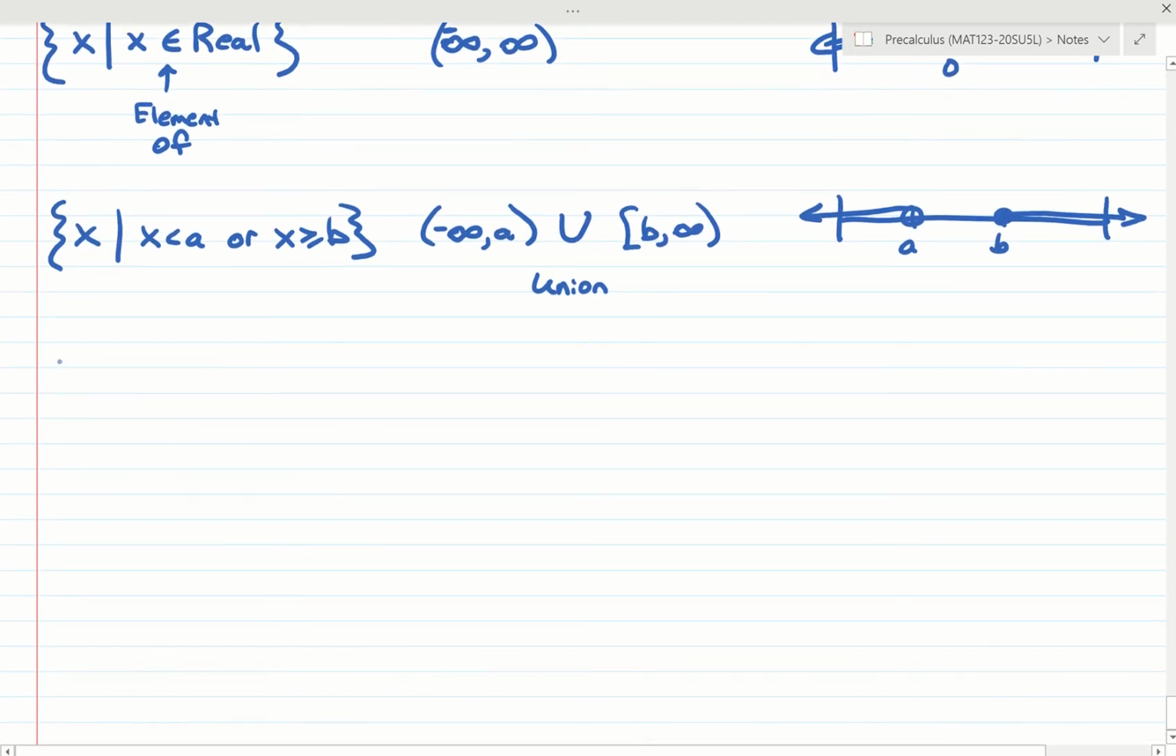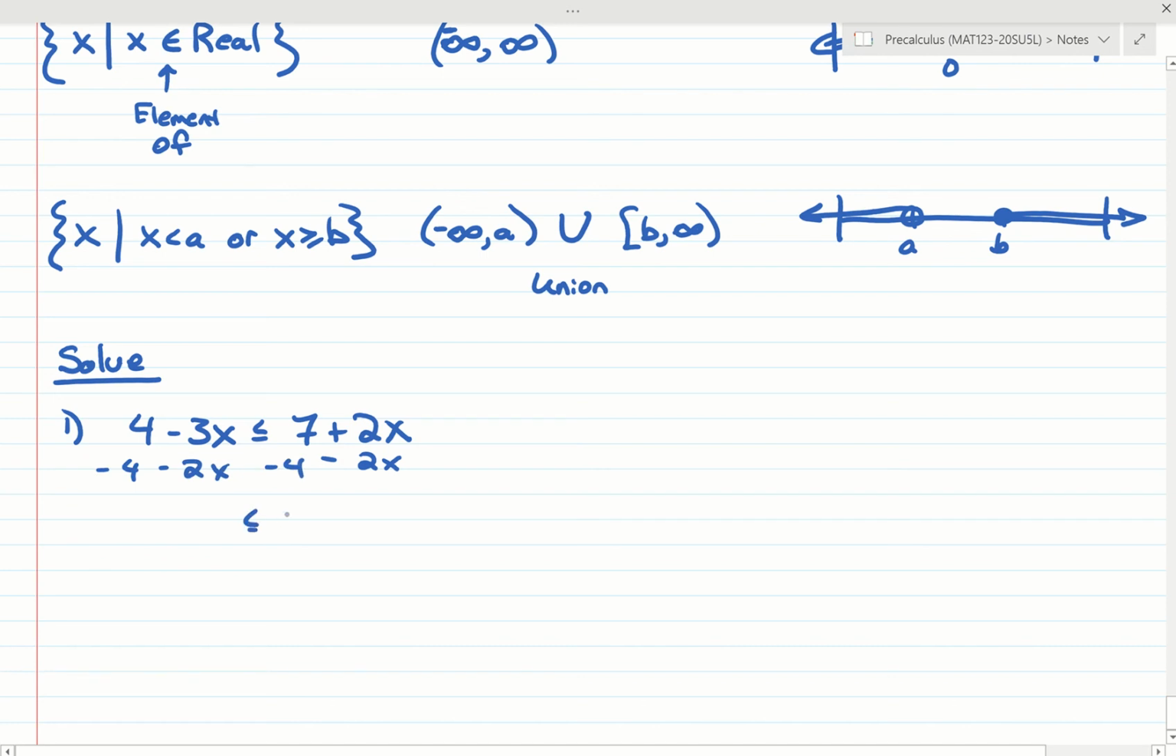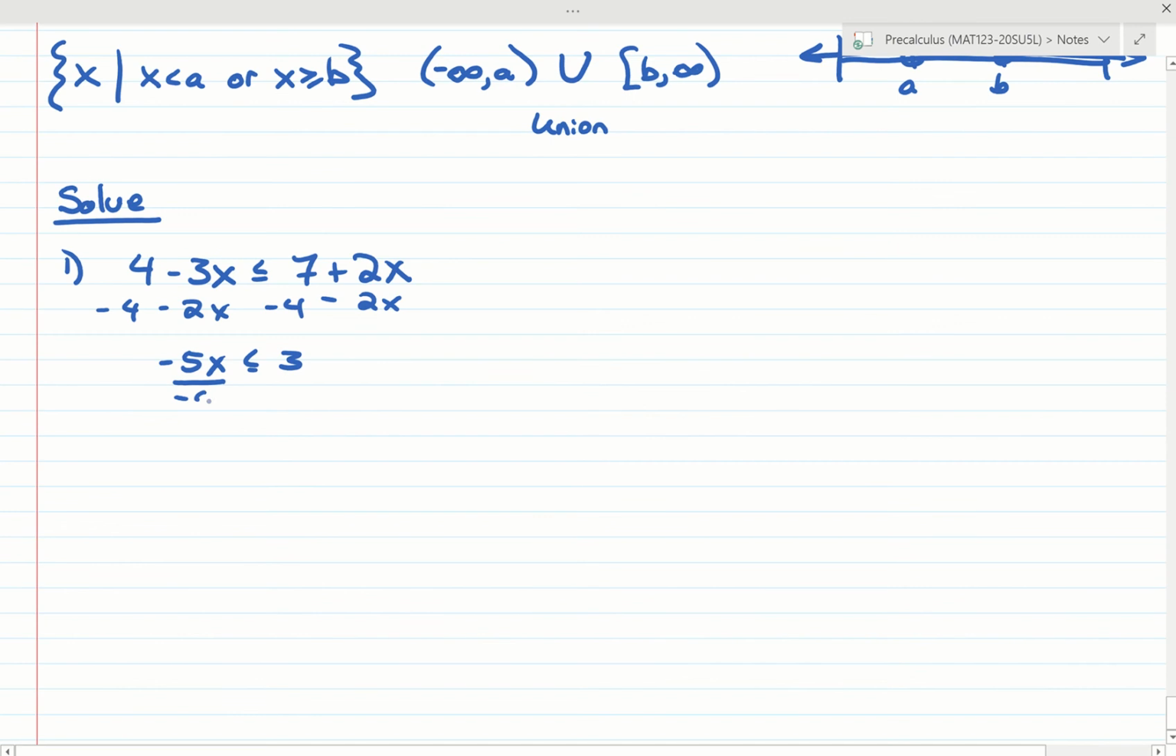So let's take a look at some inequalities that we'll solve. What if we had 4 minus 3x is less than or equal to 7 plus 2x? Just like a regular equation, we'll get the variables on one side. We'll get the constants on the other side. But we have to divide by a negative, so just make sure you remember anytime you divide by a negative, you switch the inequality.